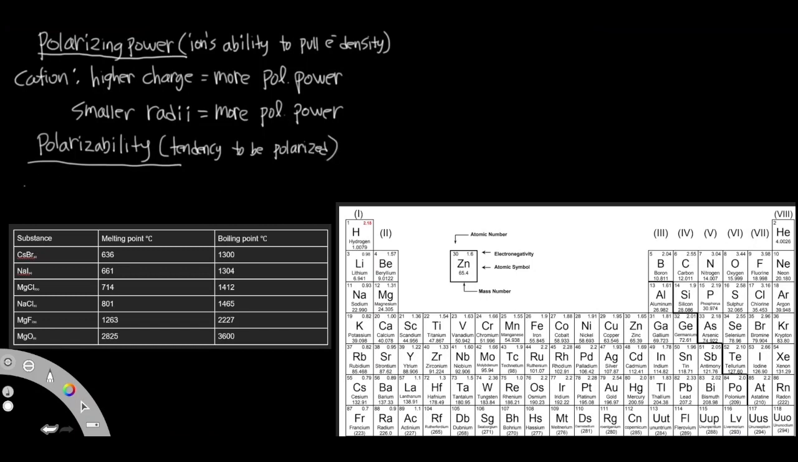So if we look at it from an anion's perspective, similarly with a charge, if there is a higher charge, there is more polarizability. However, in contrast to the cation, if it's a larger radii, this one's going to have more polarizability.